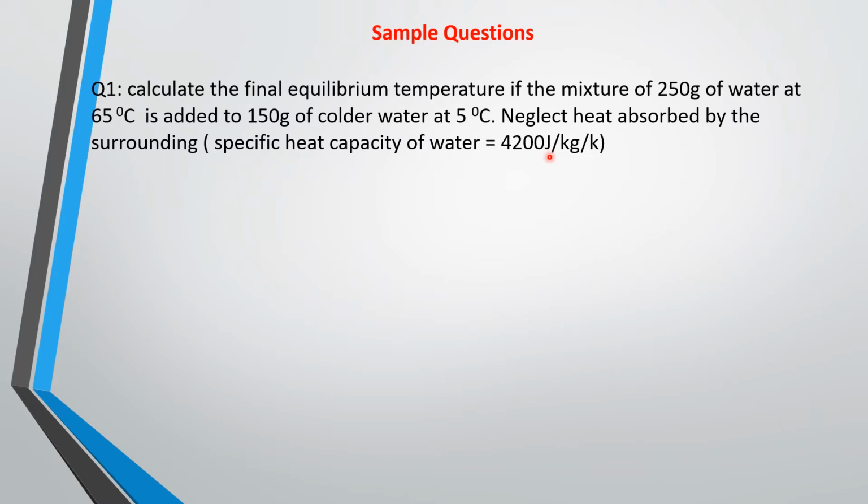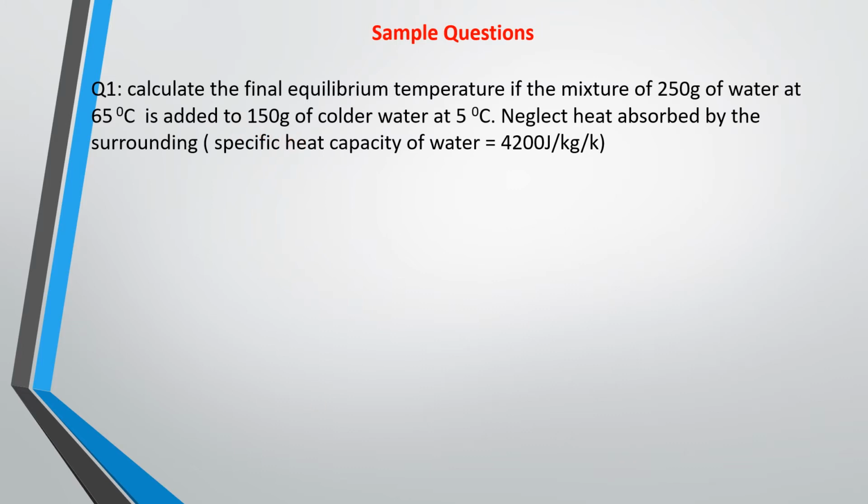The first thing that you need to do here is to understand the question. If you can understand the question, it becomes easy. This is the temperature of hot water. This is the temperature of cold water. Now these two are mixed together to attain a final temperature, and that is what you are looking for. This is the mass of the hot water and this is the mass of the cold water.